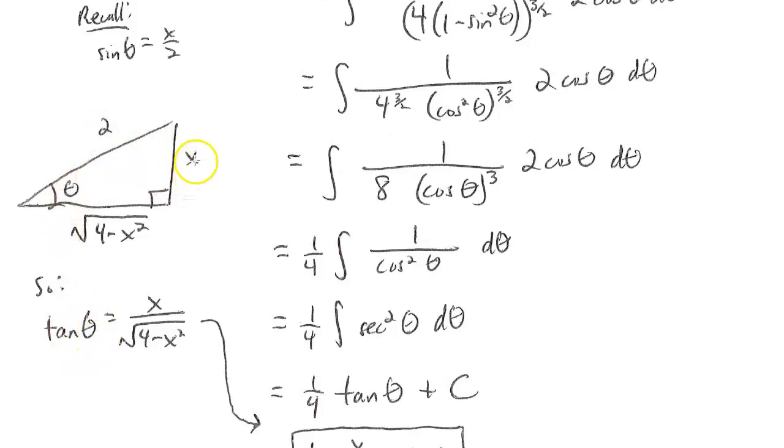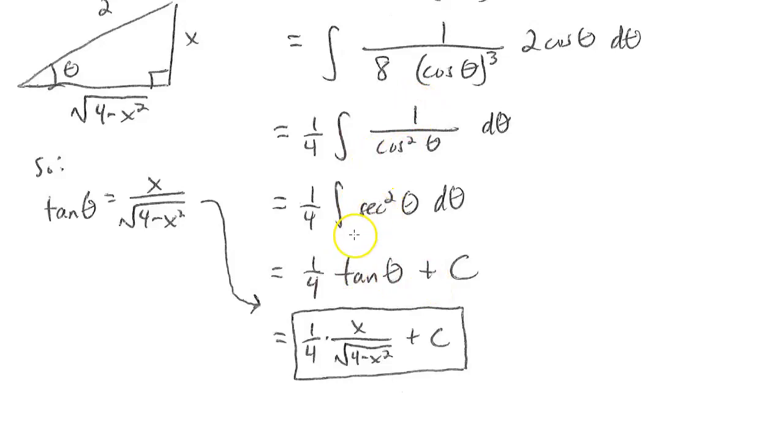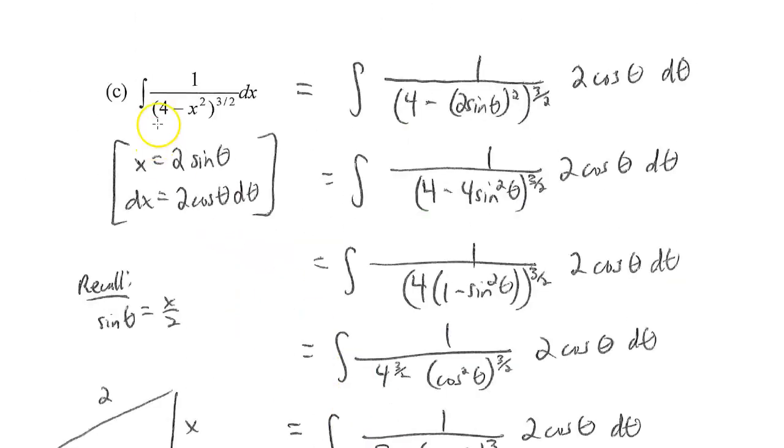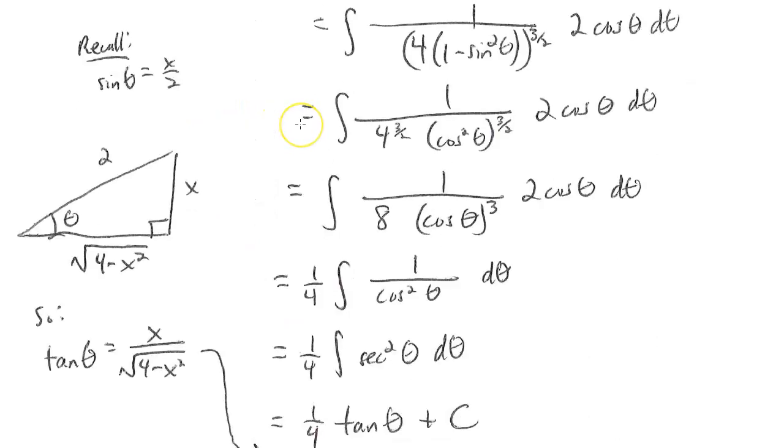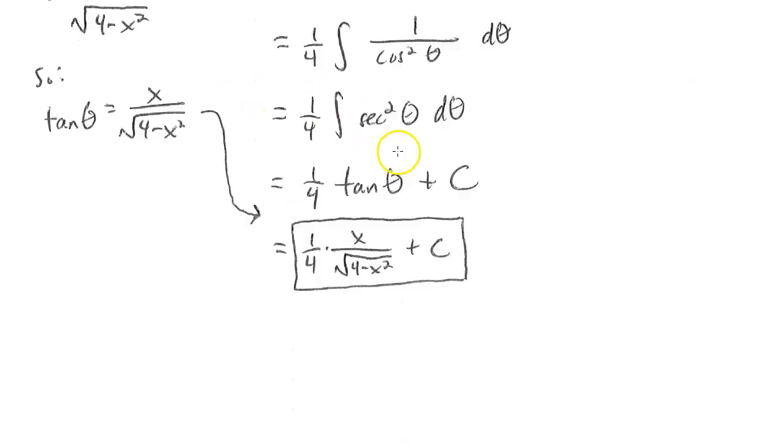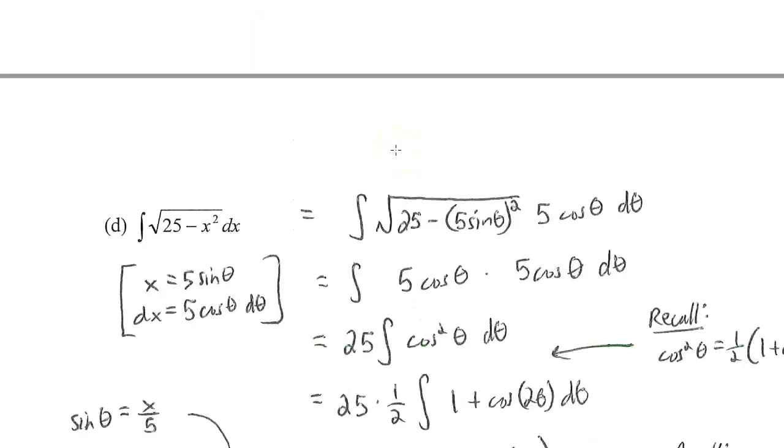So if sine theta was x over 2, what was tangent theta? Well, tangent theta is going to be opposite over adjacent: x over the square root of 4 minus x squared. That's tangent of theta, so that's what we're plugging in right here. To get from tangent theta to this, we've gone back to x's now. And your final answer should have x's, just like your original problem had x's. So again, that was a trig substitution.